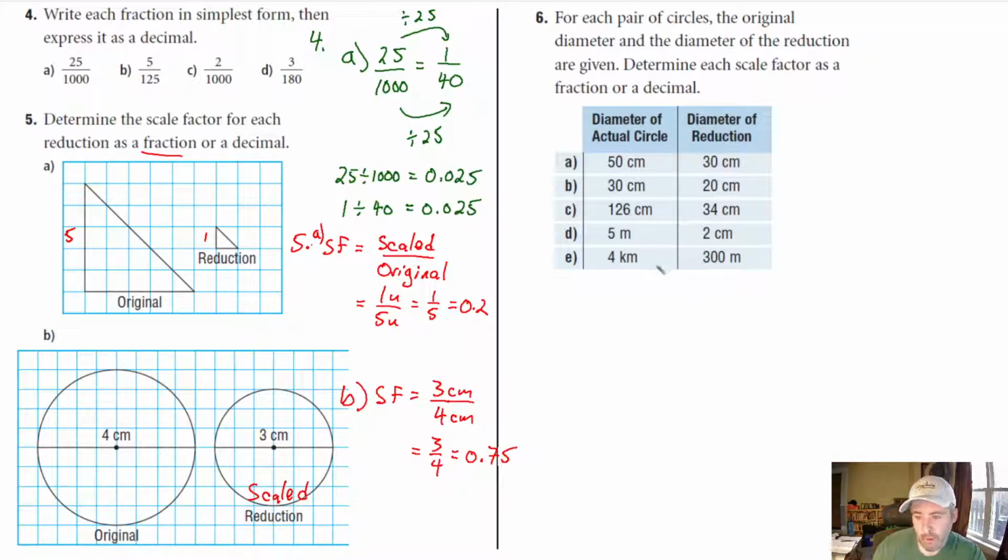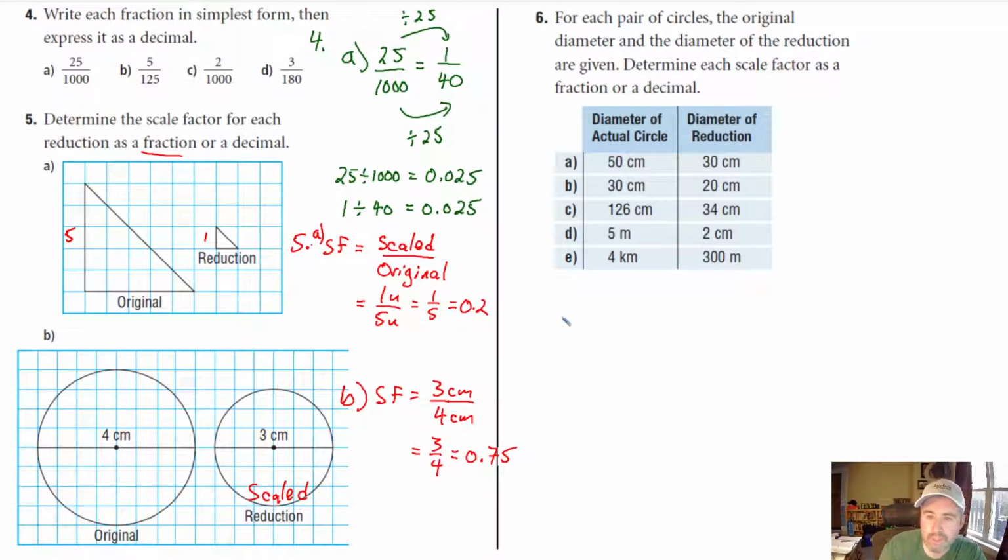So now, for these guys, number 6, for each pair of circles, the original diameter and the diameter of the reduction are given. So this is basically the same thing we just did, but they haven't given us diagrams, they've given us dimensions. Determine the scale factor as a fraction or a decimal. So I'll do both, and I'm only going to do A.